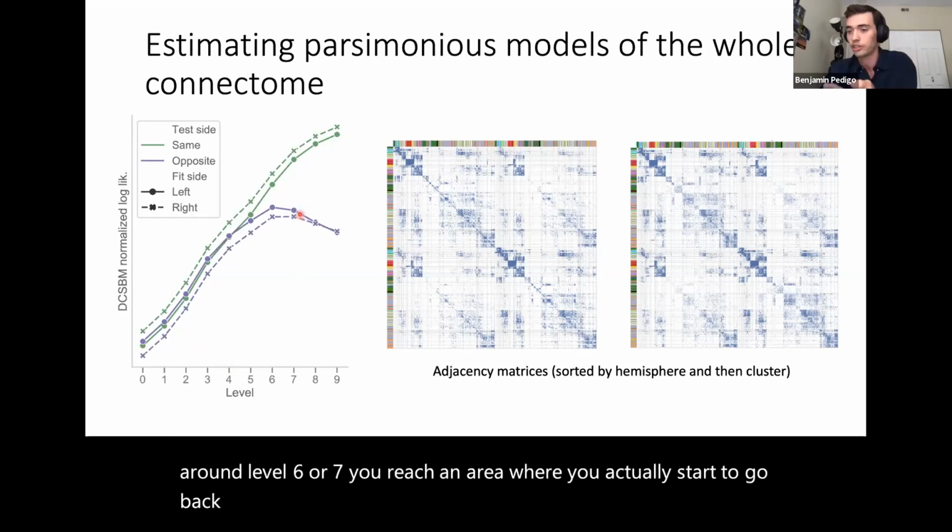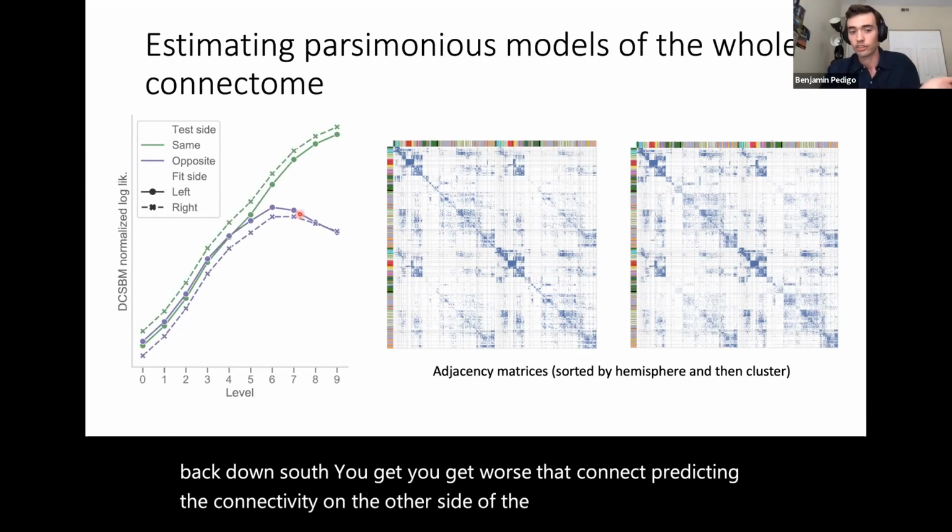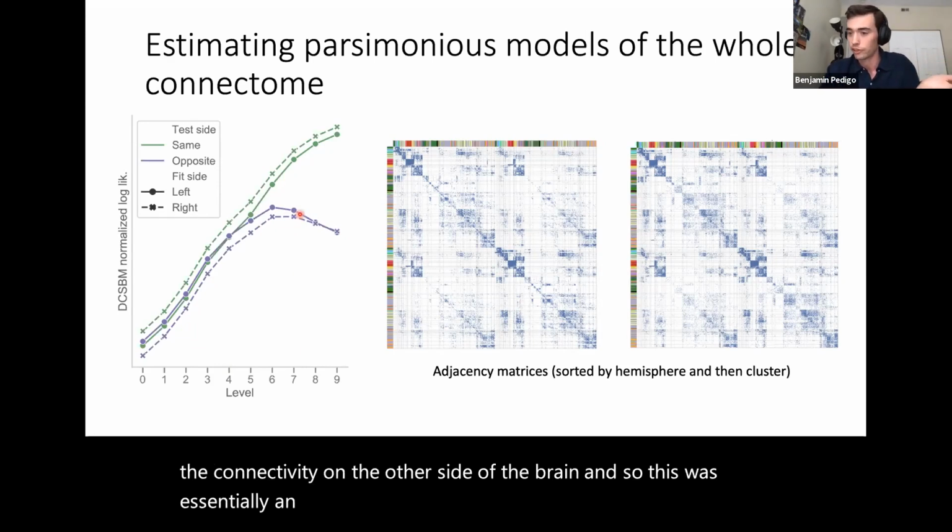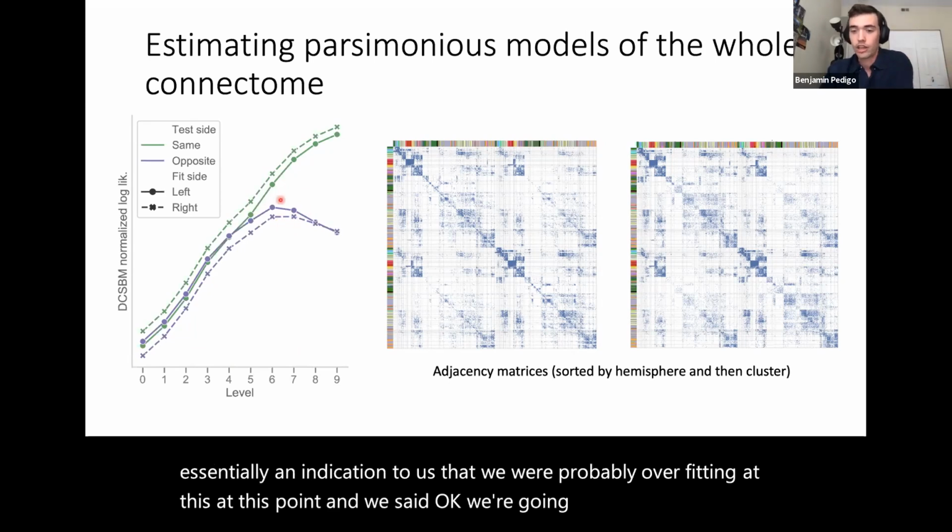So you get worse at predicting the connectivity on the other side of the brain. And so this was essentially an indication to us that we were probably overfitting at this point, and we said, okay, we're going to stop our clustering process here.